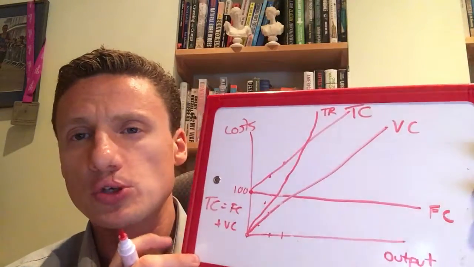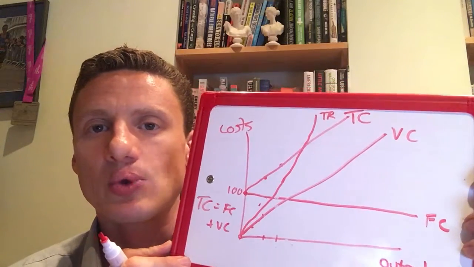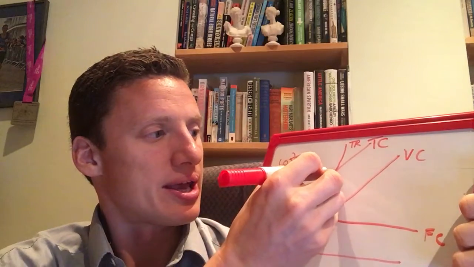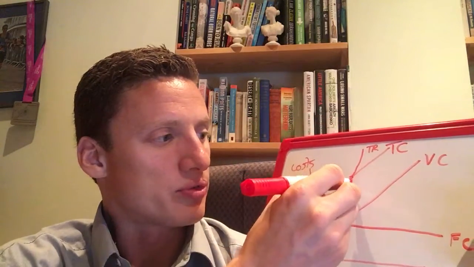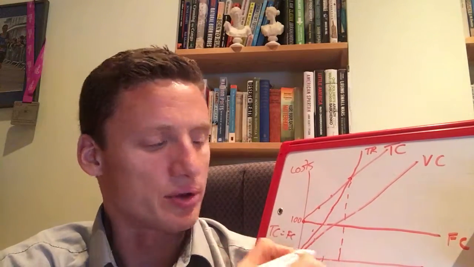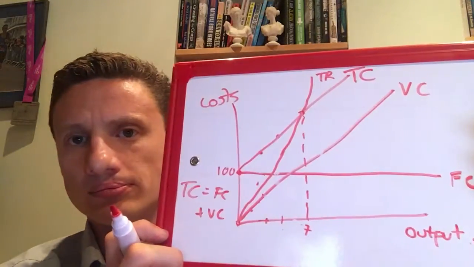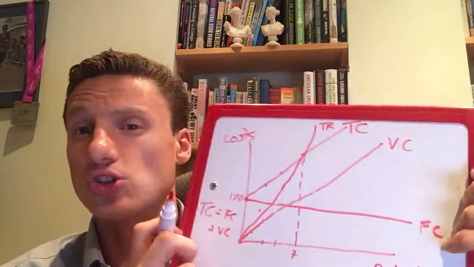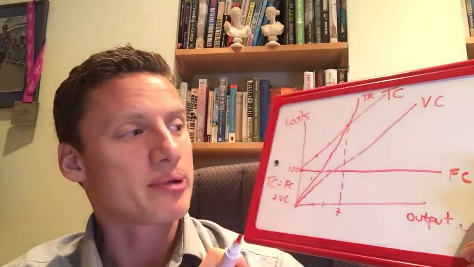Now, what's the point at which we break even? Break even is where the total revenue equals the total cost. It's the intersection between the two lines. And if we read off down here, judging by the scale I was using earlier, that's probably something approaching 7 units of output. That basically means that until I've made and sold 7 units of output, I haven't made any money. I haven't made any profit.